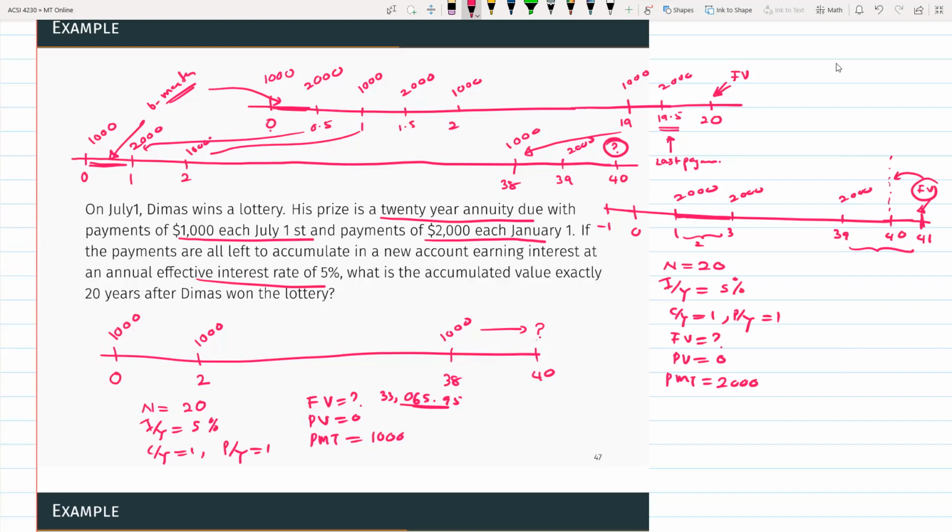So here is the total future value. Future value at t equal 41. Let's use the calculator. I'm going to use my calculator, even though you cannot see it. You can use your calculator. Let me reset the calculator. Second, reset, enter.